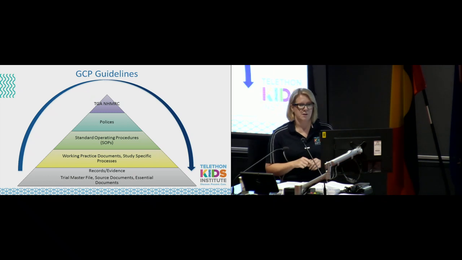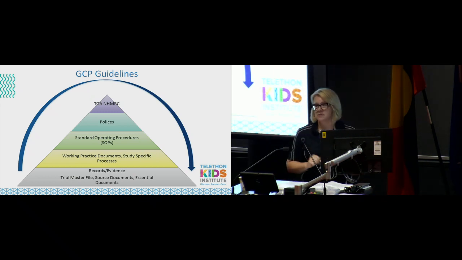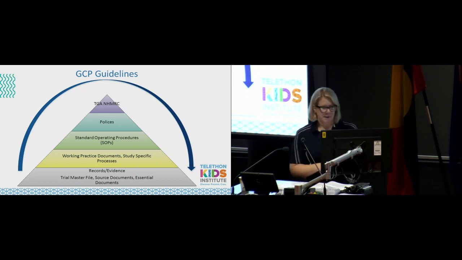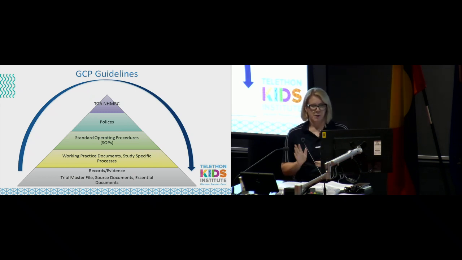Standard operating procedures should be things that you must do. So if you're writing a standard operating procedure, you must be able to do it. Then the working practice documents and study-specific processes really relate to the practicalities of how you then implement that on the ground for a particular piece of research. And there may be some study-specific things that you need to do. You need to collect all your records, your evidence, put in something that is called a trial master file that I'll talk about later, and source documents and essential documents, which is a section within the talk today.